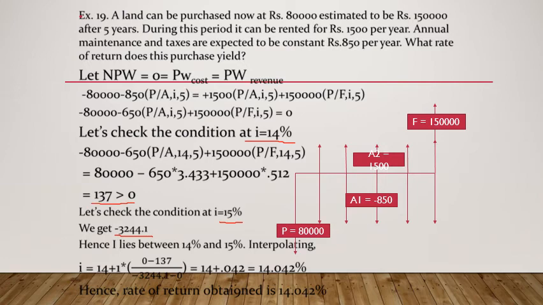I can use the same method even if I have two assets. I calculate the IRR for one asset, and I calculate the IRR for the second asset using the same method, and I see which asset is giving me a higher rate of interest. That asset can be considered for selection.